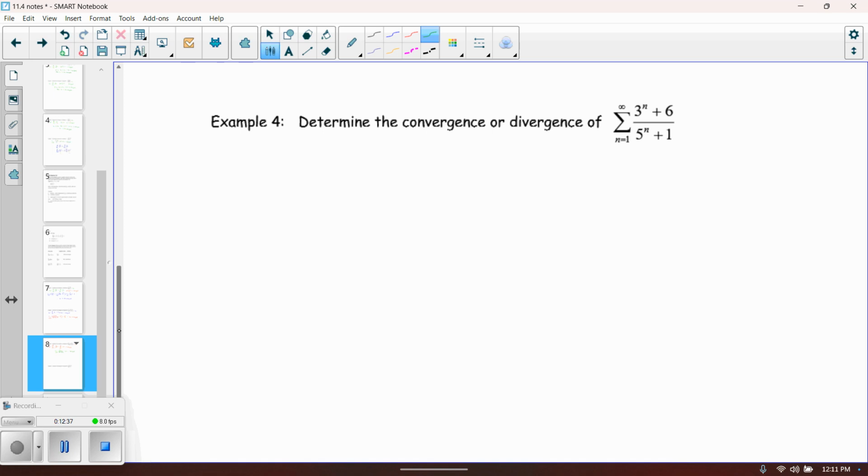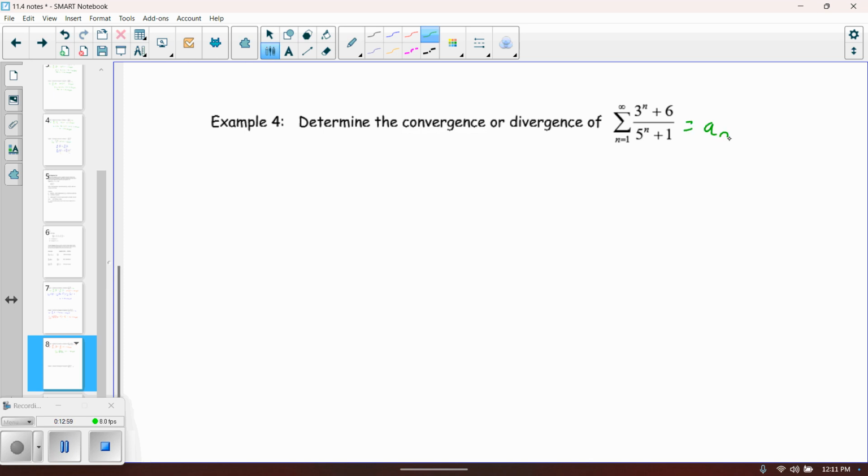All right, determine the convergence or divergence. Now we've got some exponentials going on in this. So the dominant terms are exponential. Again, your hypothesis should be that the denominator is going to grow much faster than the numerator because it's 5 to the n on the denominator, 3 to the n on the numerator, so it should converge. Well, we're going to test it and see.